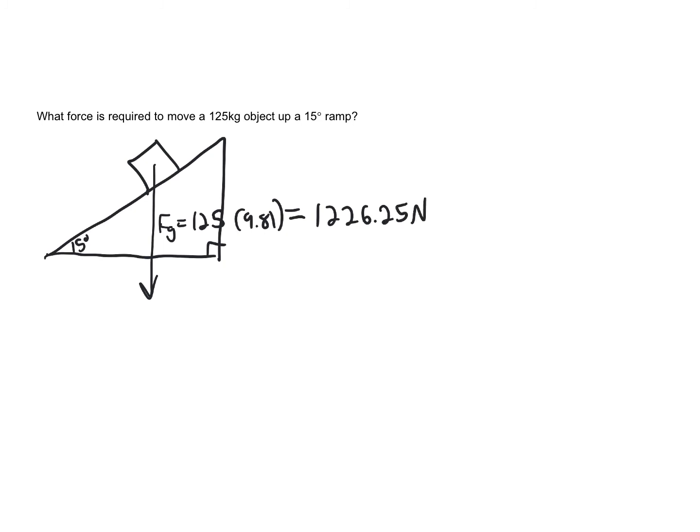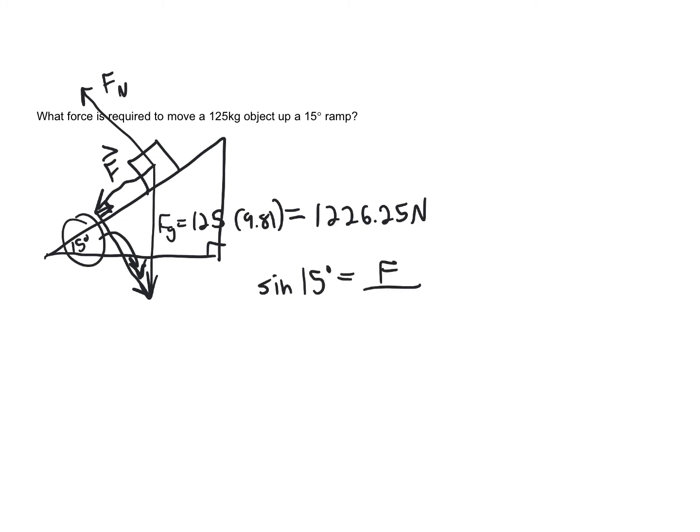We need to break the gravity up into two pieces, a part parallel to the ramp and a part perpendicular to the ramp. You also have what they call the normal force acting on the object. I don't really test on that though, but you will see it in physics. The way we've set it up, our 15 degrees is also the angle inside this triangle, and we need to figure out this force here. So we can just use sine. So sine 15 degrees is equal to that force we want over the force of gravity.